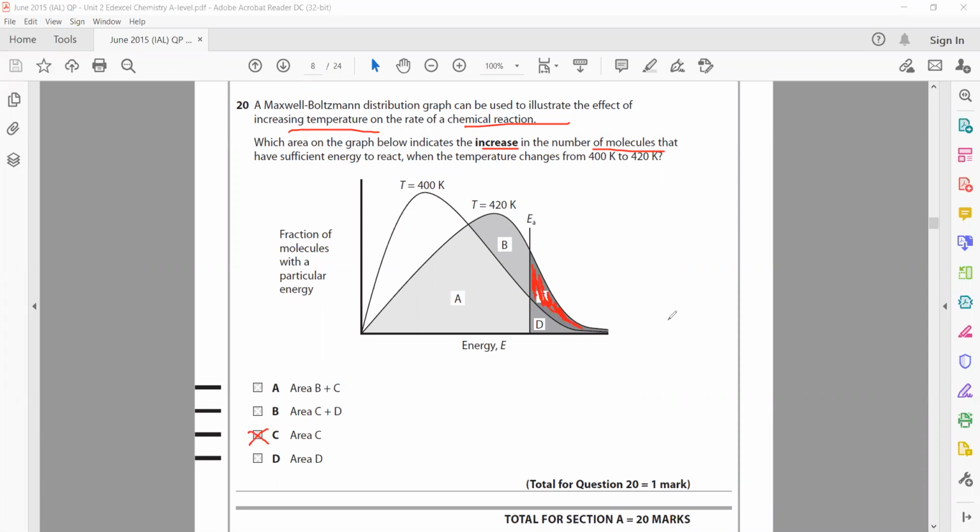So this was June 2015, Unit 2, IAL Chemistry.